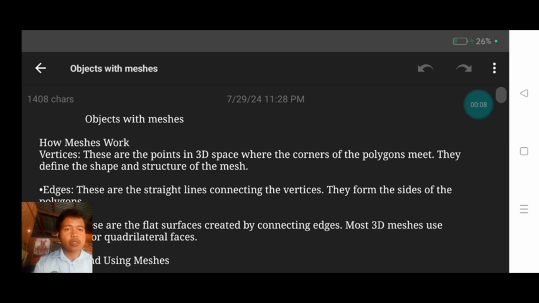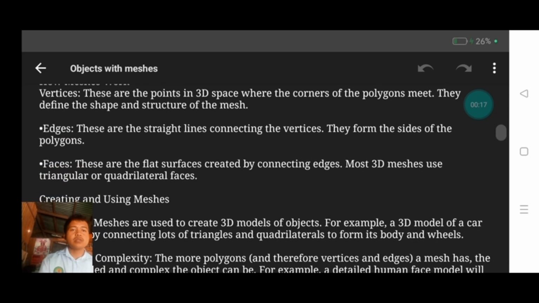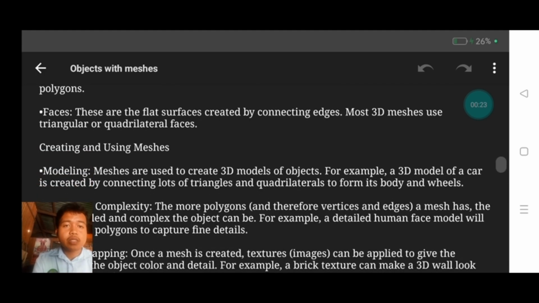Vertices. These are the points in 3D space where the corners of the polygons meet. They define the shape and structure of the mesh. Edges. These are the straight lines connecting the vertices. They form the sides of the polygons. Faces. These are the flat surfaces created by connecting edges. Most 3D meshes use triangular or quadrilateral faces.